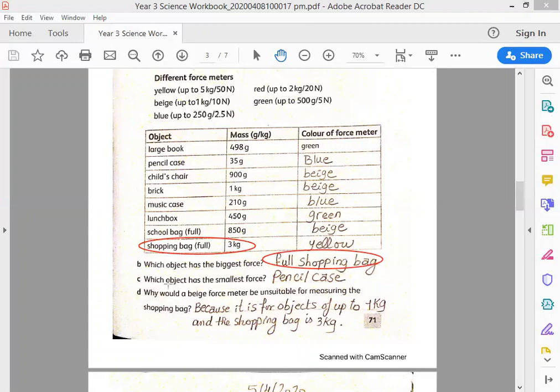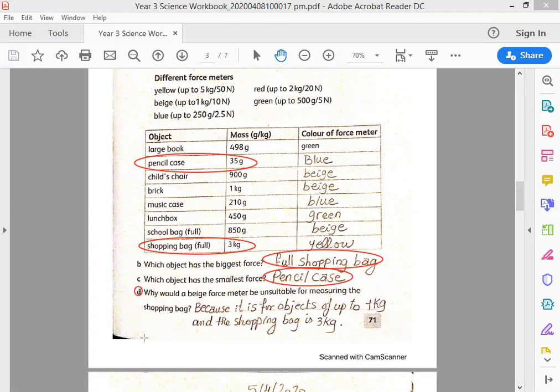Question C. Which object has the smallest force? Smallest force means it's going to have the smallest mass. As shown in the table, of course, it would be the pencil case. It just weighs 35 grams.